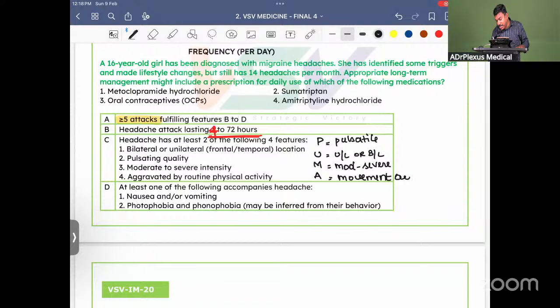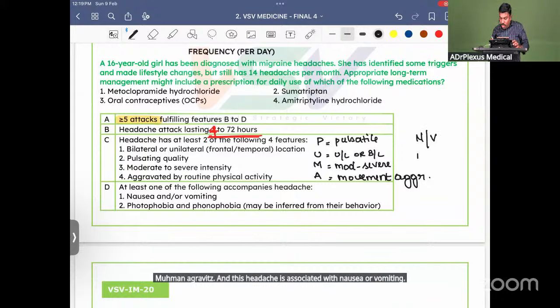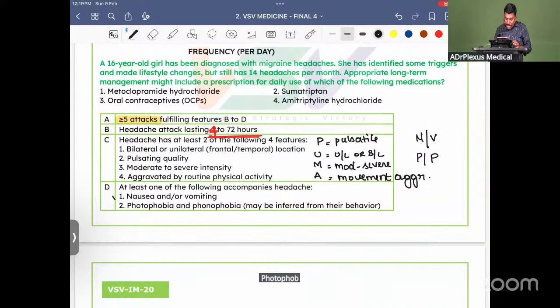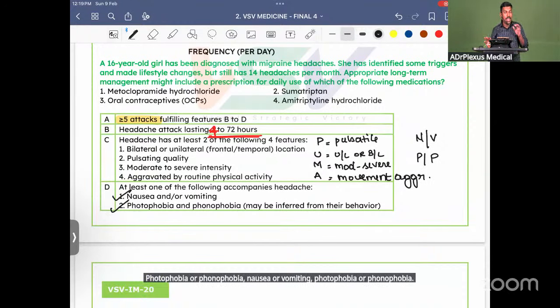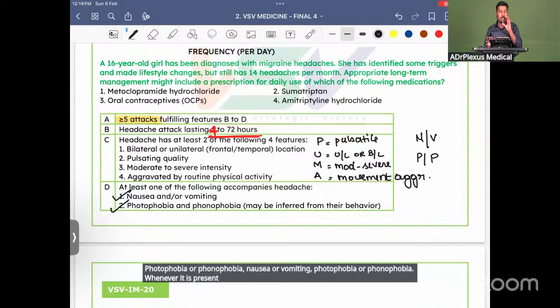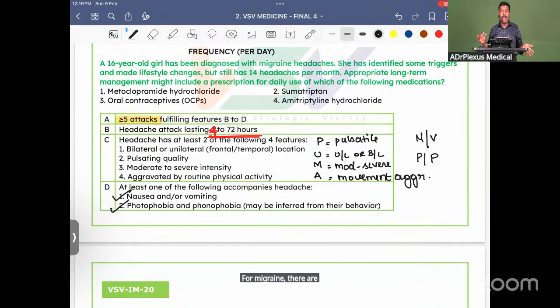Movement aggravates. And this headache is associated with nausea or vomiting, photophobia or phonophobia. Whenever it is present, then it is going to be migraine. For migraine, there are a lot of variants, and a lot of theories behind migraine.